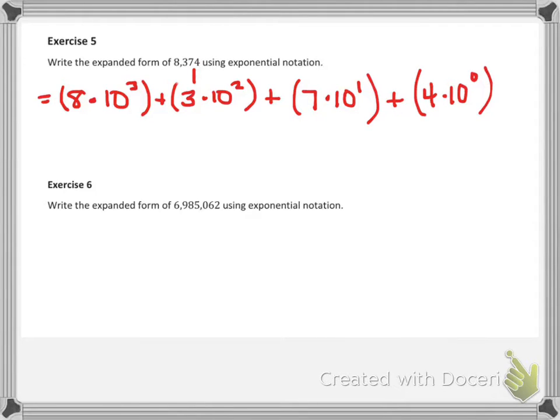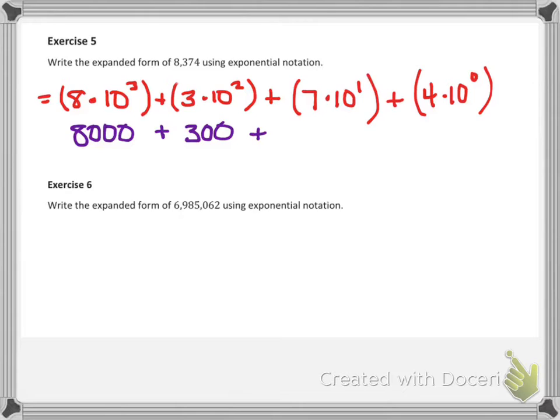Okay, and then I just want to take a look at these and make sure that we get the same answer. So let's look at 8 times 10 to the 3rd power. Well, 10 to the 3rd power means 10 times 10 times 10. That is 1,000, and 8 times 1,000 would be 8,000. So that's 8,000. And then we have 3 times 10 to the 2nd power. 10 to the 2nd power is 100. 3 times 100 is 300.